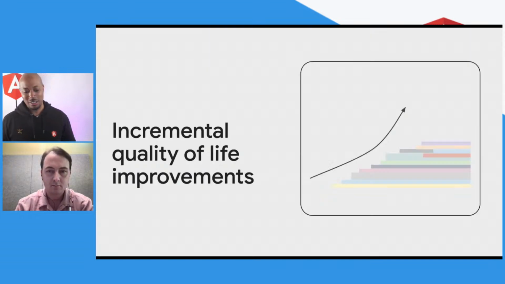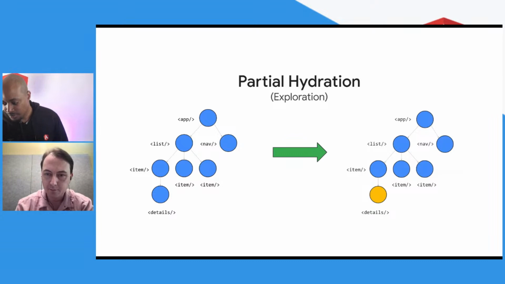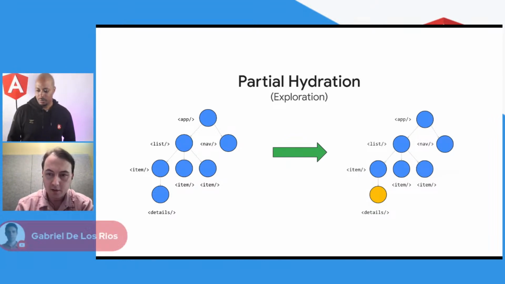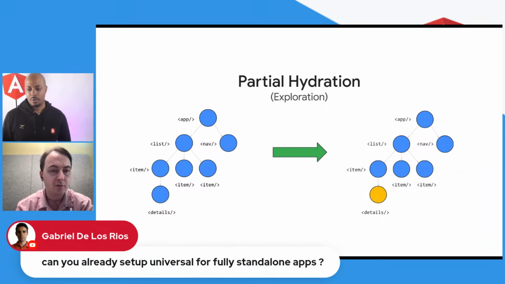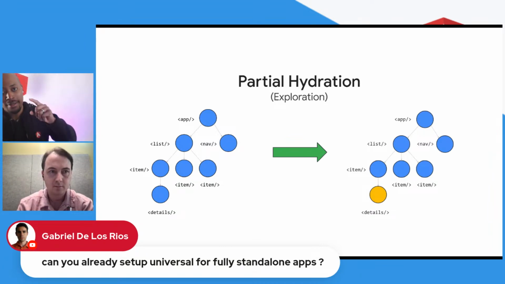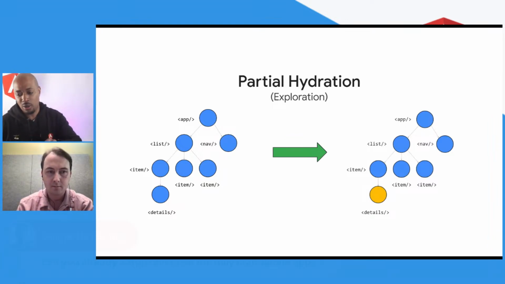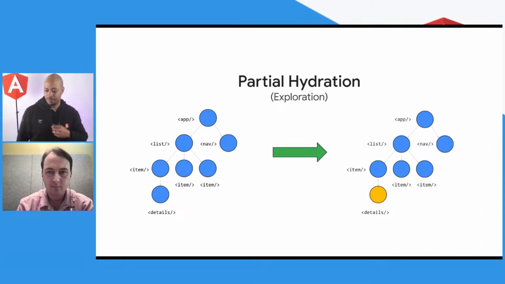Let me answer some questions before I go on to the next section. Gabriel asks, can you already set up Universal for fully standalone apps? Gabriel, it works. It super works. If you want to see the code, I have a video for the V16 recap. I tell you exactly how to do it for NgModule and standalone apps. You can do that right now.